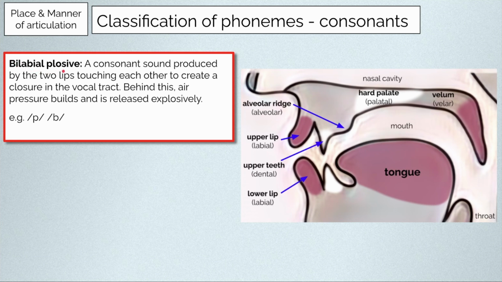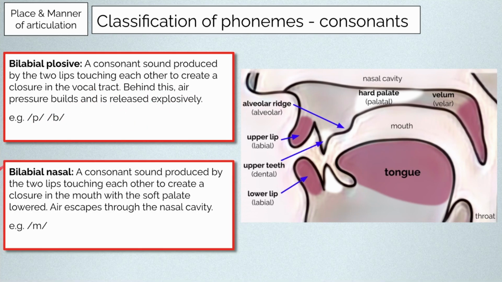Bilabial plosive. Bilabial, as we said before, is the two lips here. A consonant sound produced by the two lips touching each other to create a closure in the vocal tract. Behind this, air pressure builds and is released explosively. P, b. Compared with the bilabial nasal we looked at earlier, a consonant sound produced by the two lips touching each other to create a closure in the mouth with the soft palate lowered. Air escapes through the nasal cavity.